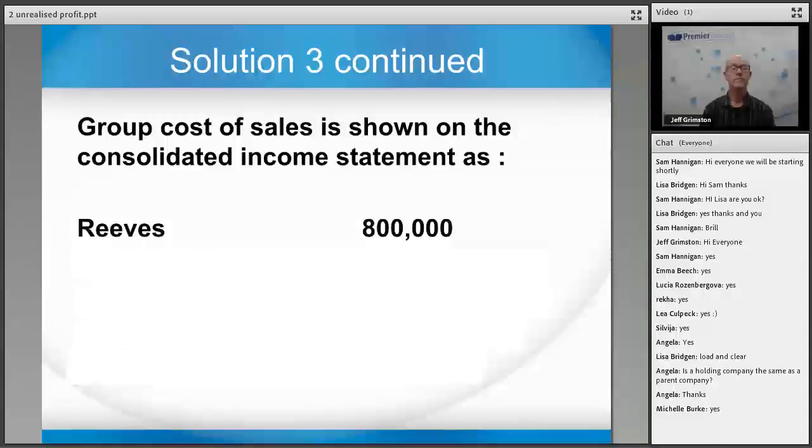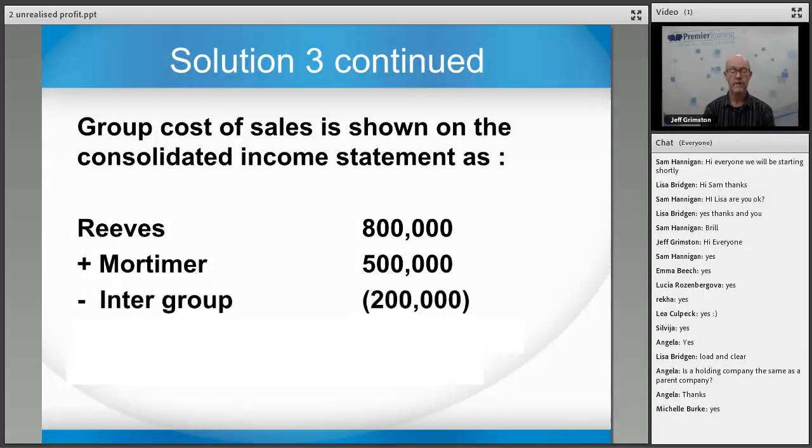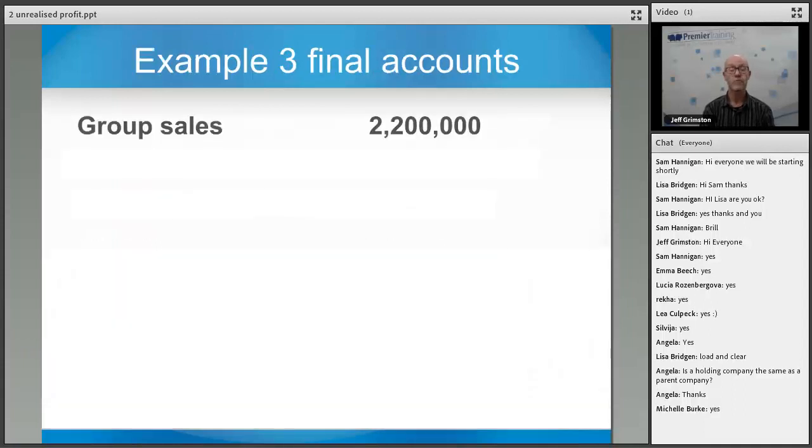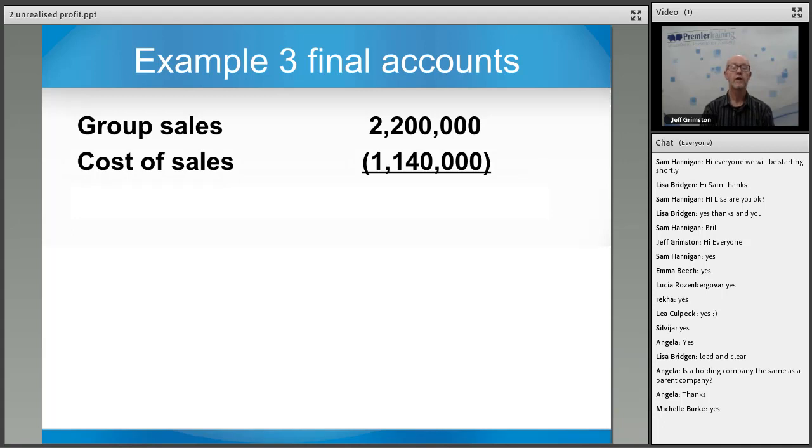Cost of sales: Reeves 800,000, all of it came from outside. Mortimer 500,000, minus the 200,000 that came from Reeves, but plus the unrealised profit. So our cost of sales now is 1.14 million. Let's put it into our final accounts. Group sales 2.2 million, cost of sales 1,140.